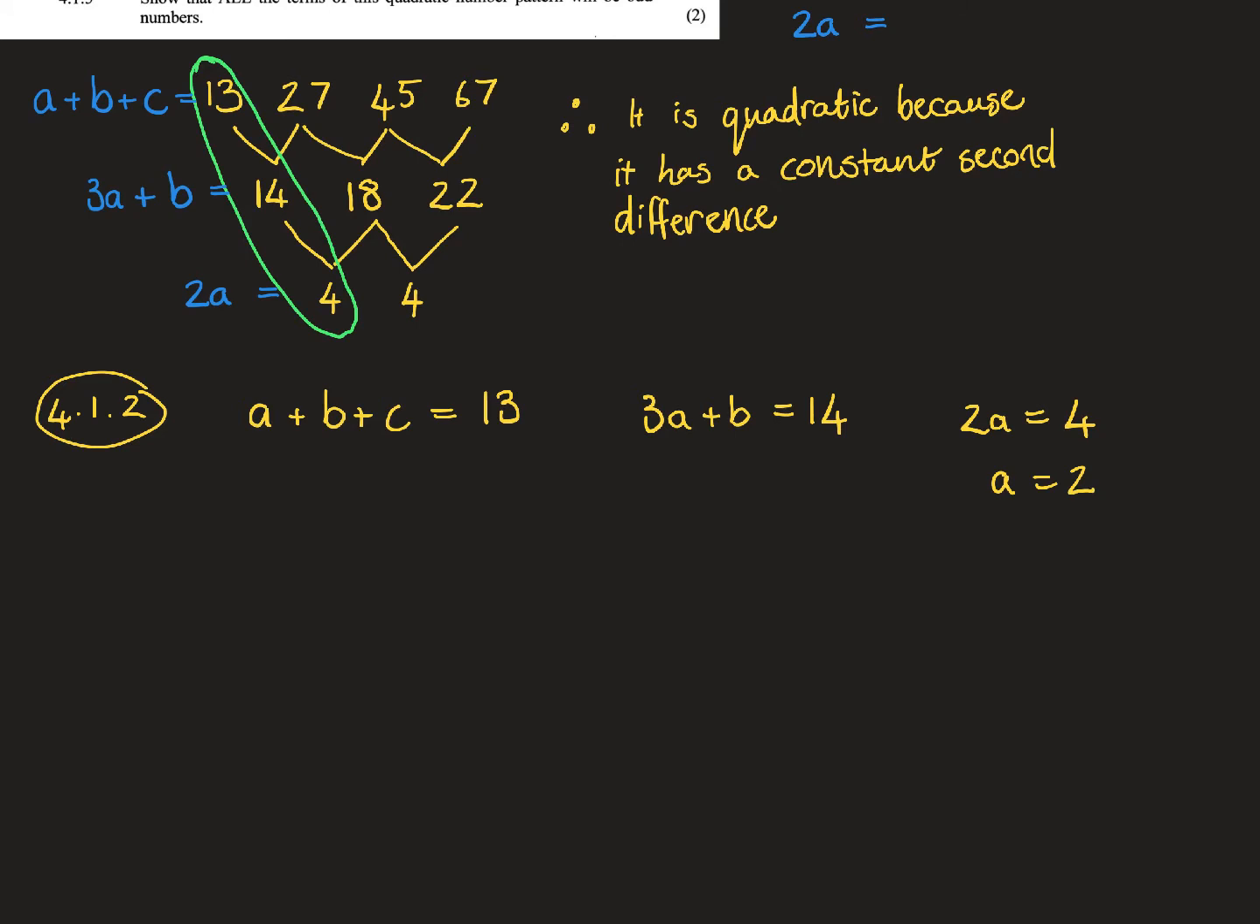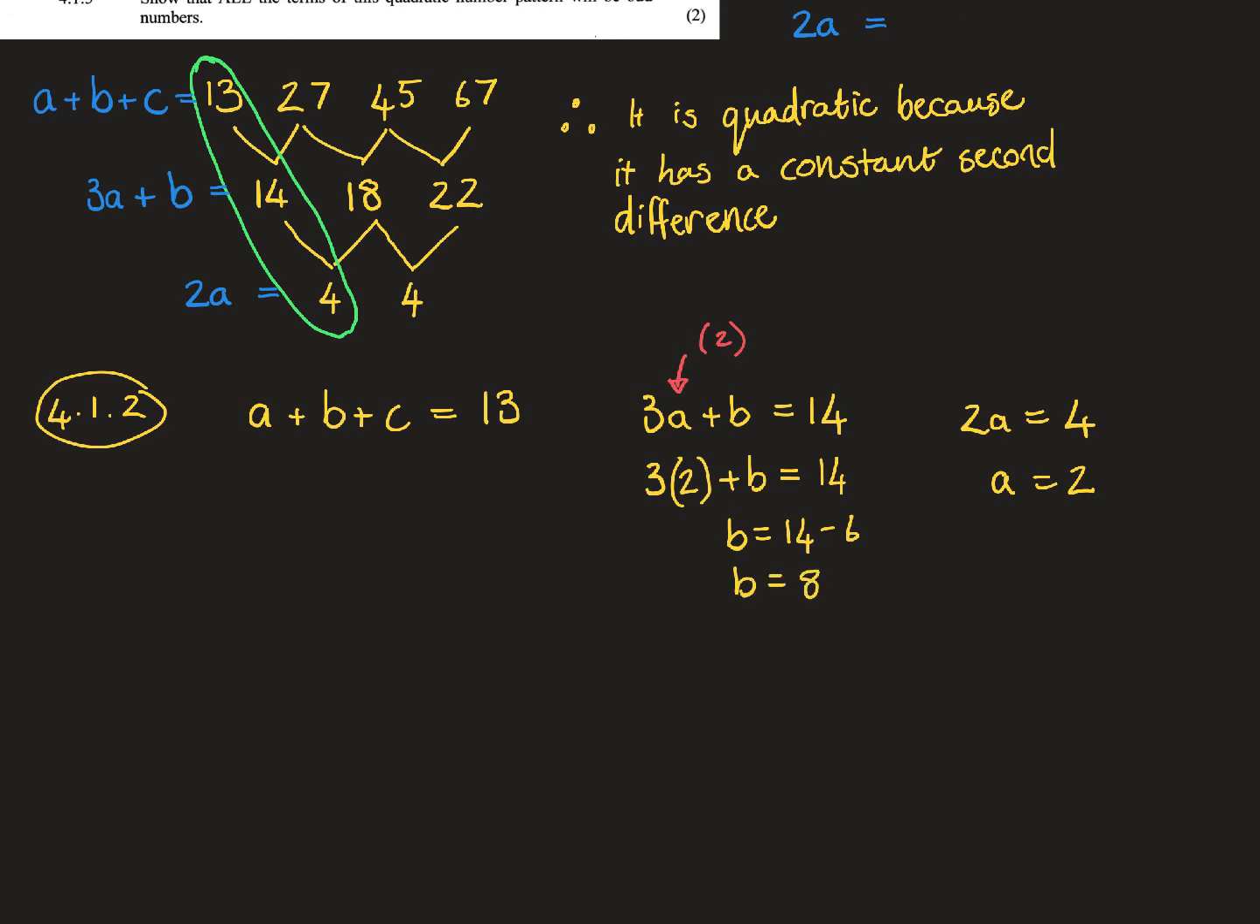Now if I know what a is, it's going to make the next one easier to solve by substituting a in, or the value of 2 in for a. So I've got 3 times 2 plus b equals 14. So b equals 14 minus 6, which means b equals 8.